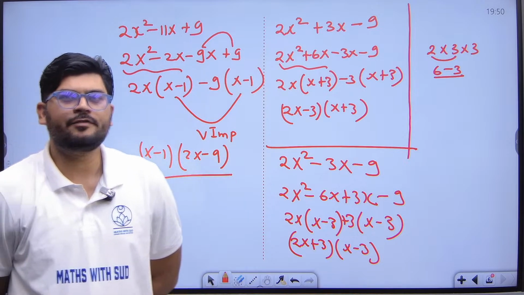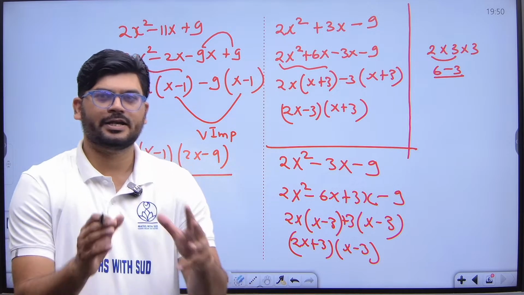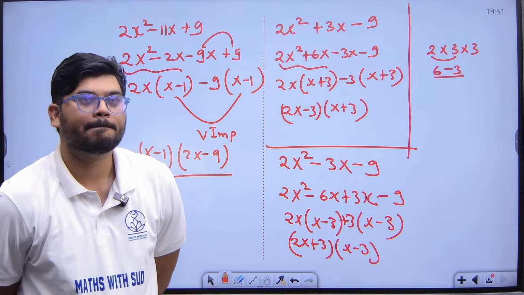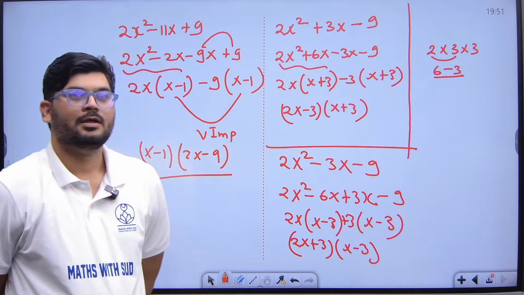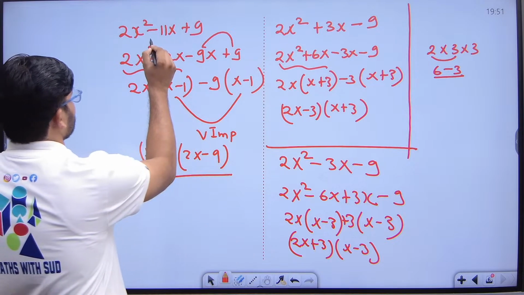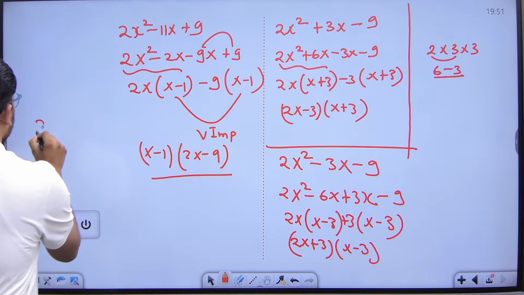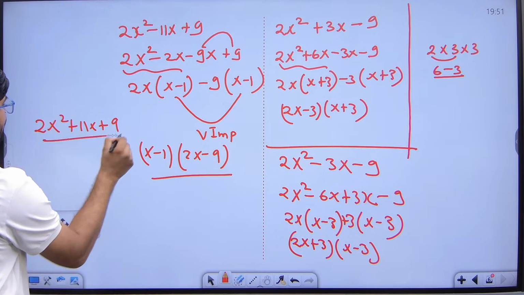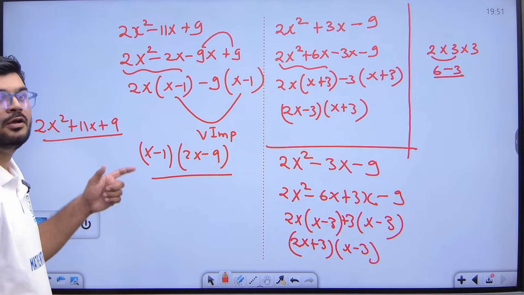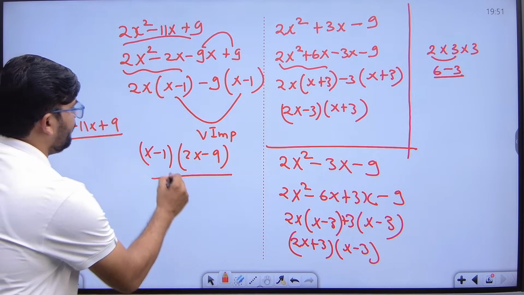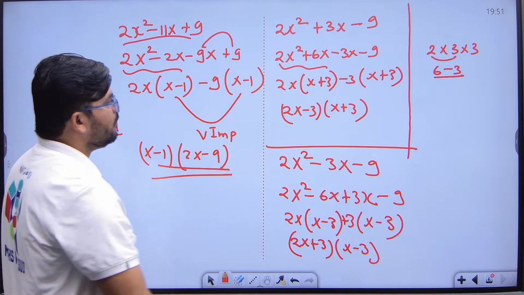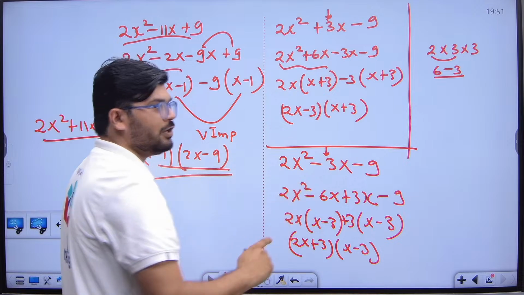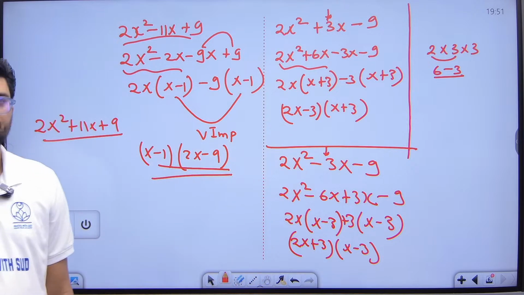These are the only 4 cases in which you can get a quadratic. There is no other case apart from these 4 cases. The first case was 2x square plus 11x plus 9, so both the numbers were positive. Here both the numbers are negative. Here one is positive, one is negative, and here the other way around. Only 4 cases you have. Okay, got it.